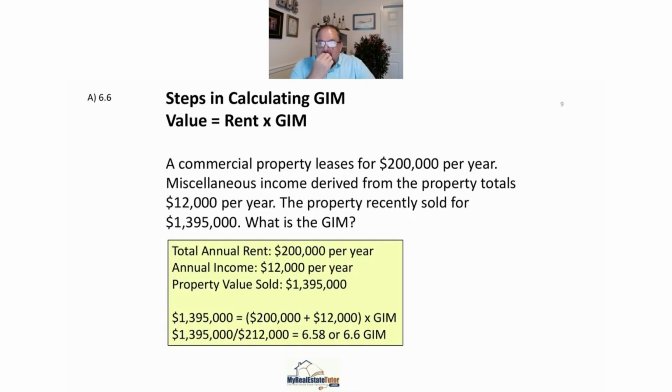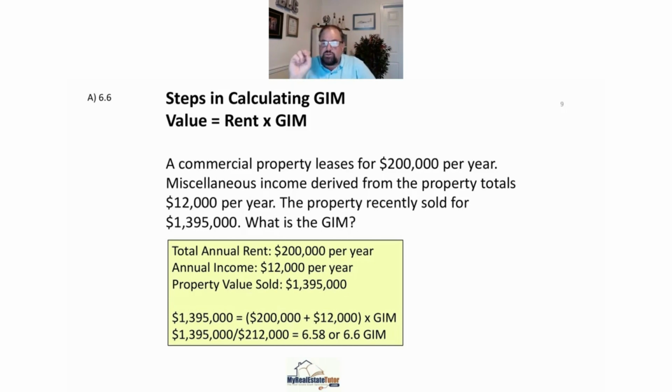Now, here's the steps in calculating it. Remember, value is rent times GIM. And for GRM, it's the same. Value is rent times gross rent multiplier. Remember, gross rent multiplier, you've got to convert monthly. GIM, you've got to convert annually. All right, so let's look at this.